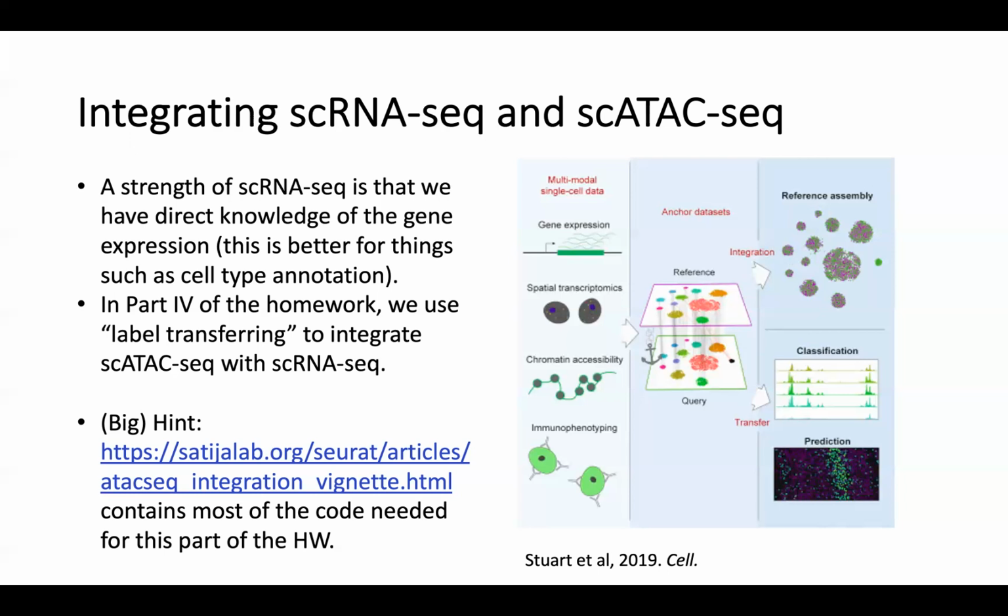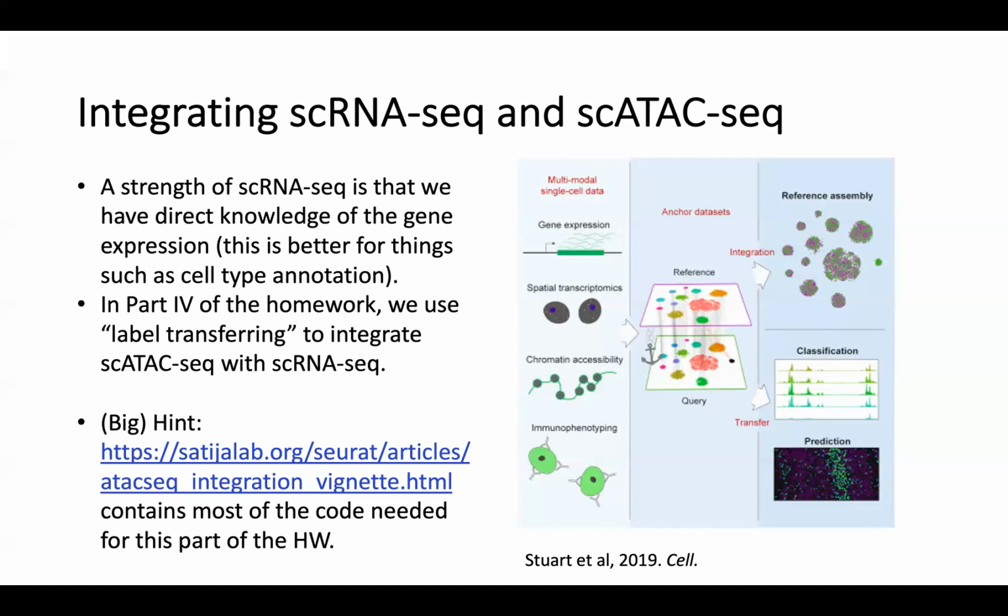So if you can see all the genes that are expressed in a cell, then you really have a good idea of what kind of cell type that is. If you're just looking at the open chromatin regions, you can distinguish between very different cell types, but you might not be really able to distinguish between two similar cell types. So single cell RNA-seq is kind of the best for cell type annotation.